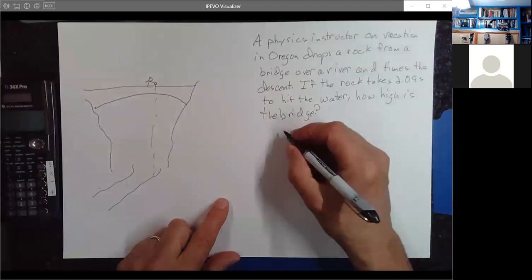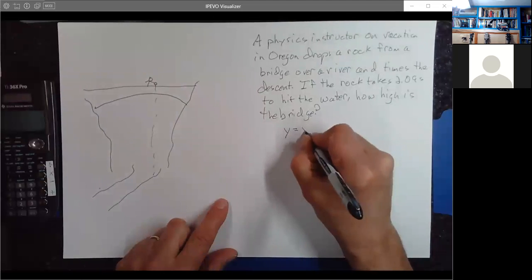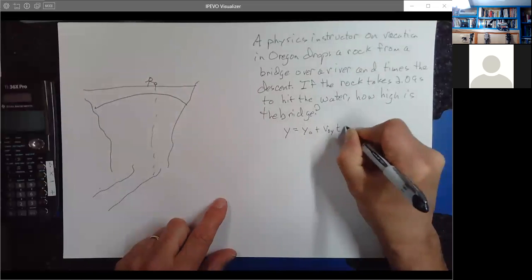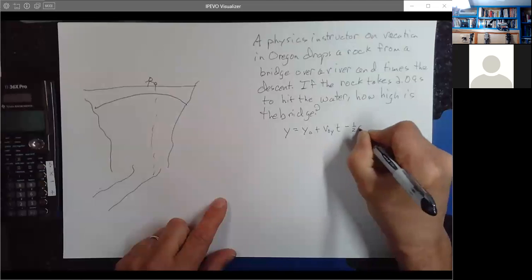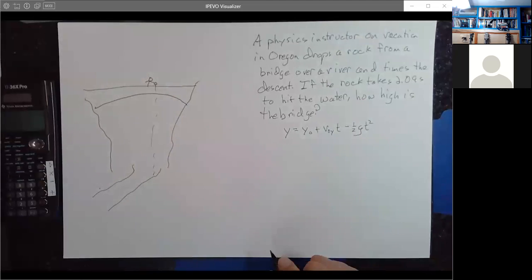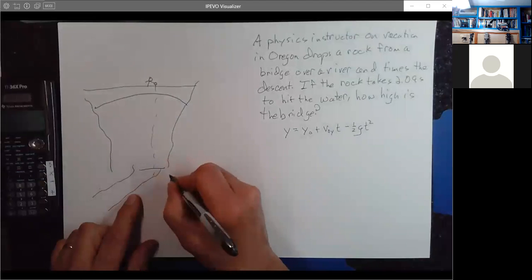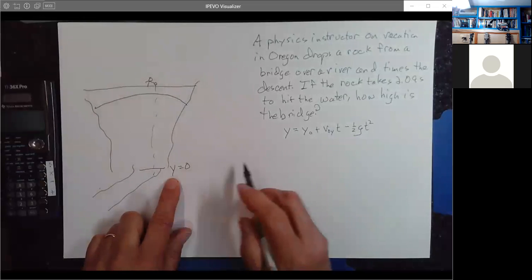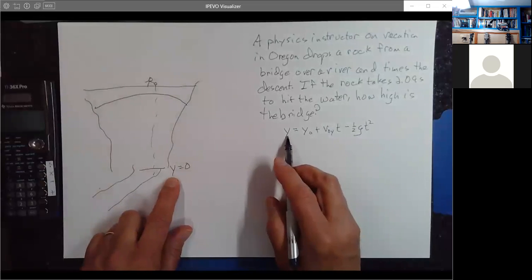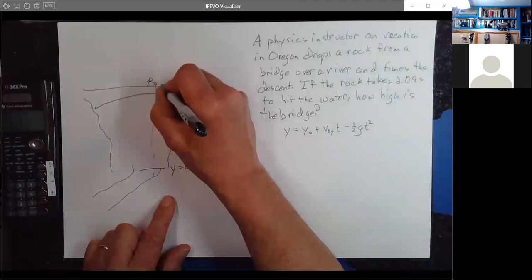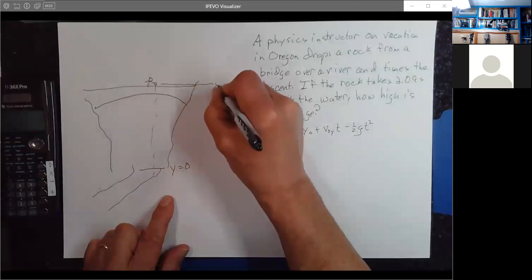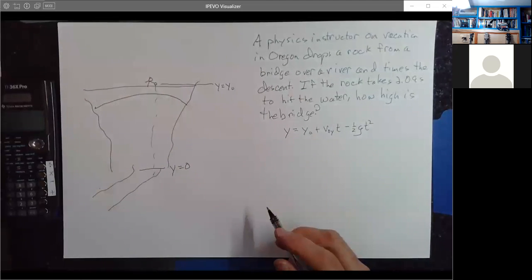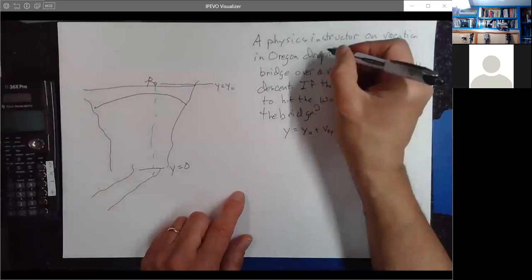And the one I'm going to use is just y equals y naught plus v naught y t minus 1/2 gt squared. Okay, now I'm going to let y equals 0 down here at the bottom, and so that'll be the final position of the rock. So this is going to equal 0. And I'll let y equal y naught up here from the height that I dropped the rock at. It says I drop the rock.